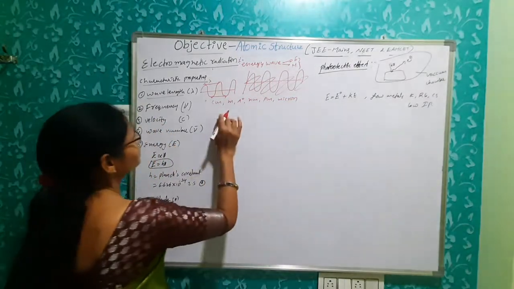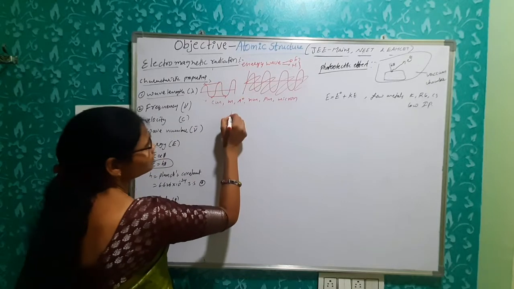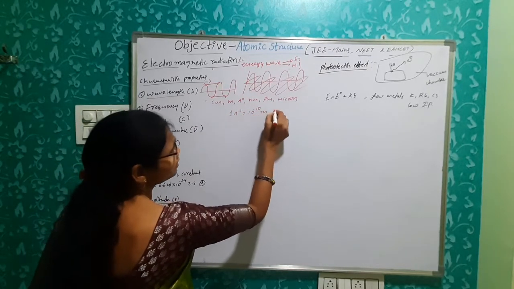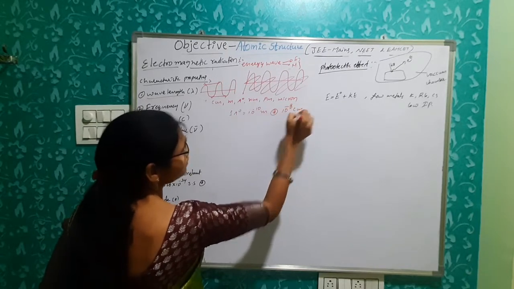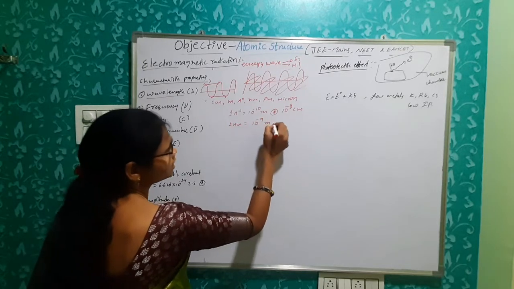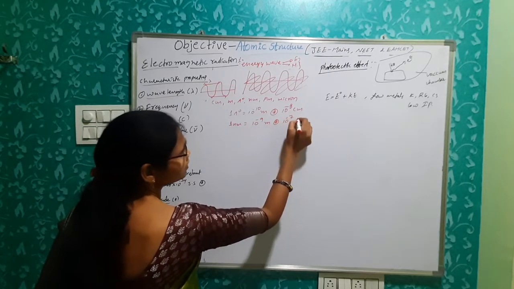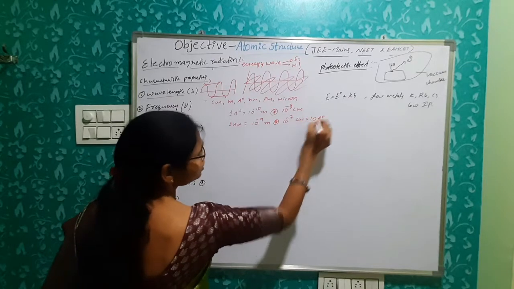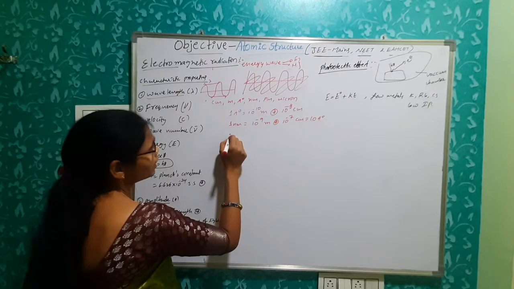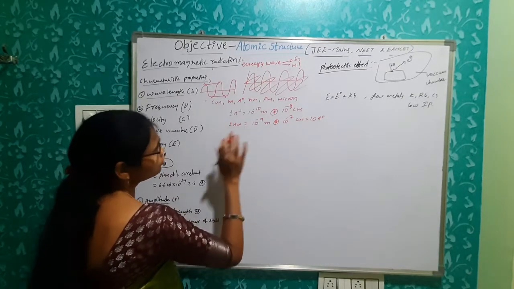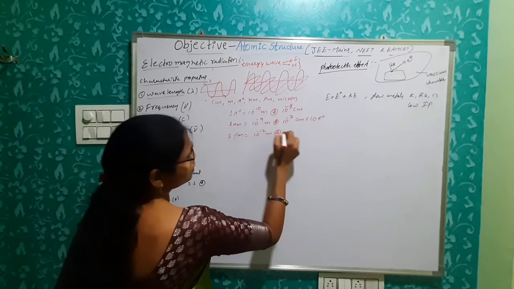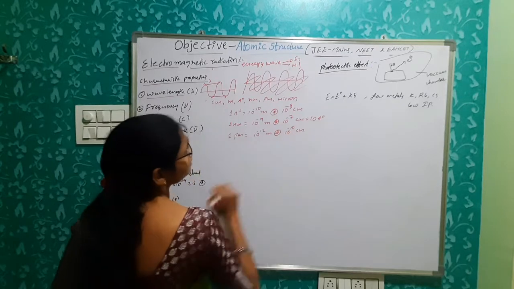Okay. So then simply here, suppose 1 angstrom you can take 10 power minus 10 meters or 10 power minus 8 centimeters. 1 nanometer you can take 10 power minus 9 meters or 10 power minus 7 centimeter, that is equal to 10 angstroms. So remember this. Next, 1 picometer is equal to 10 power minus 12 meters or 10 power minus 10 centimeters.